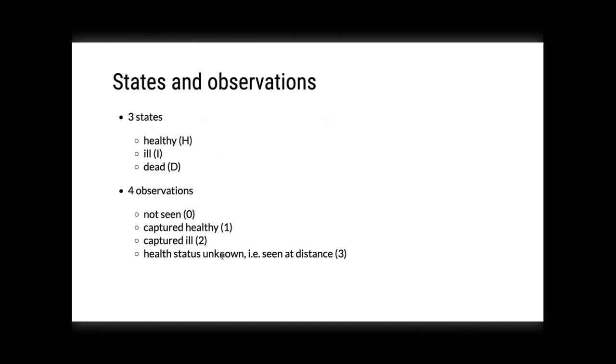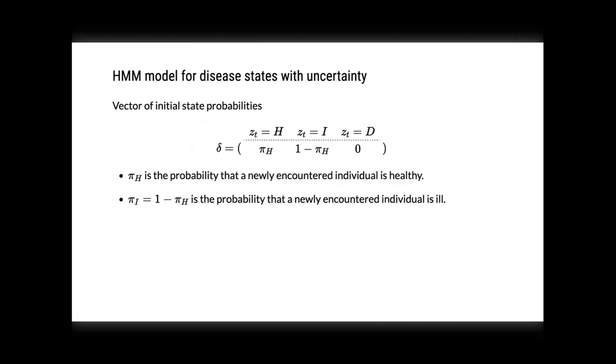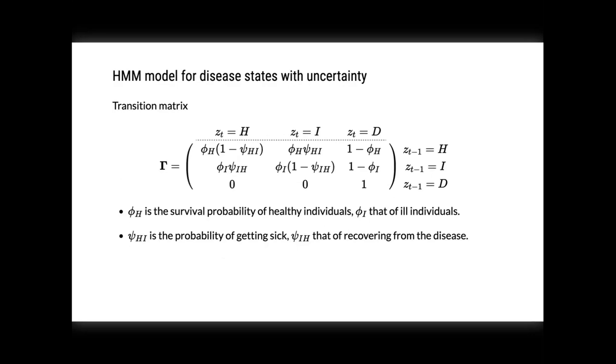So without any surprise, that's the same principle. Alive states can generate three types of observations, with the status unknown. We have the same vector of initial state probabilities, except that now it's healthy instead of breeder and non-breeder. Same transition matrix, except that you replace breeder, non-breeder, and dead by healthy, ill, and dead. And now, of course, the meaning of these transition parameters is a bit different. The transition from healthy to ill is the probability of getting sick, and the transition probability from ill to healthy is the probability of recovering from the disease.